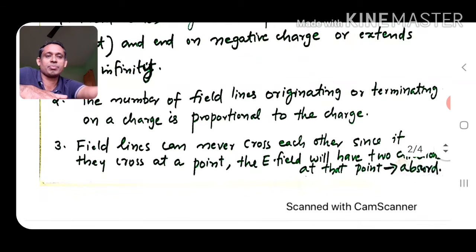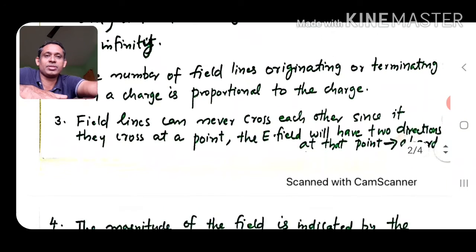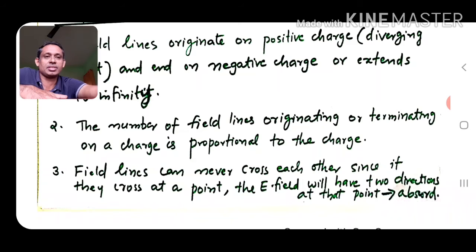So if I have a plus Q charge and I draw the electric field lines in such a way that say 5 lines are originating from the charge, then if I am representing the electric field around a plus 2Q charge, it must have 10 lines originating from the charge. So when we draw the electric field lines, the number of field lines originating or terminating on a charge should be drawn in such a way that it is proportional to the charge.